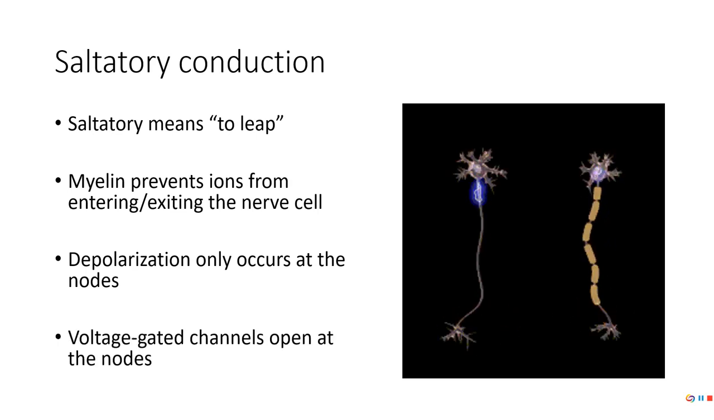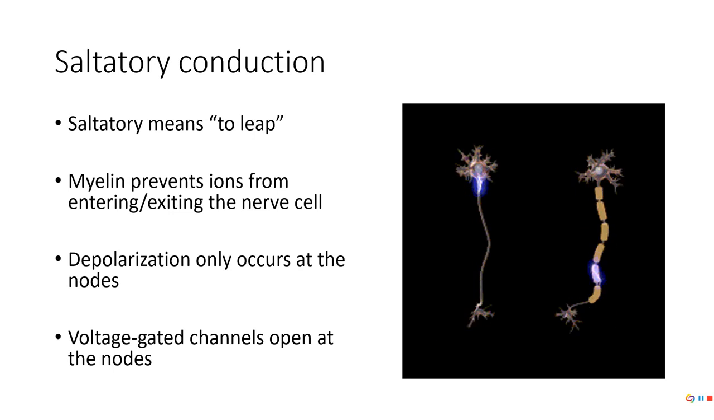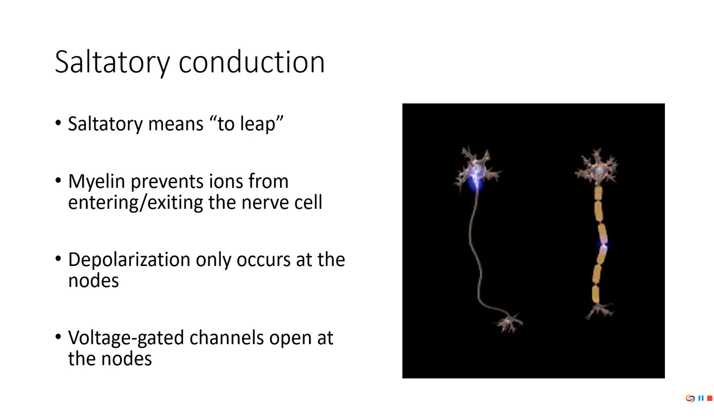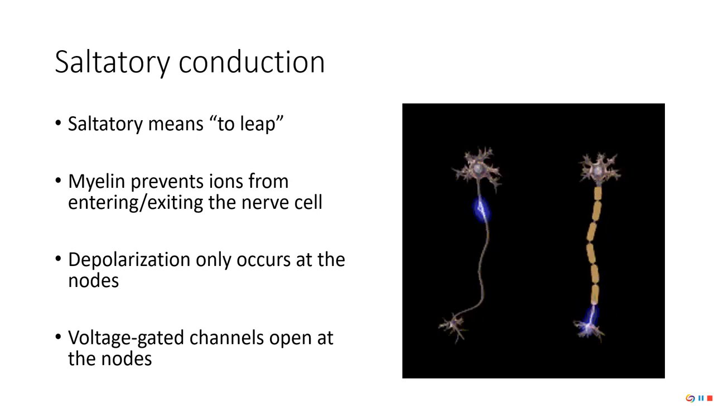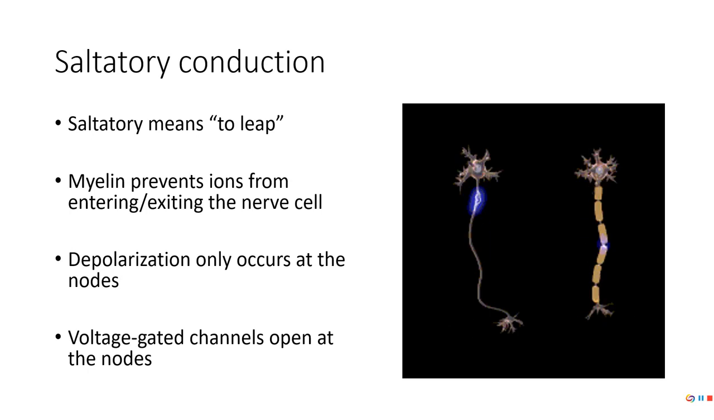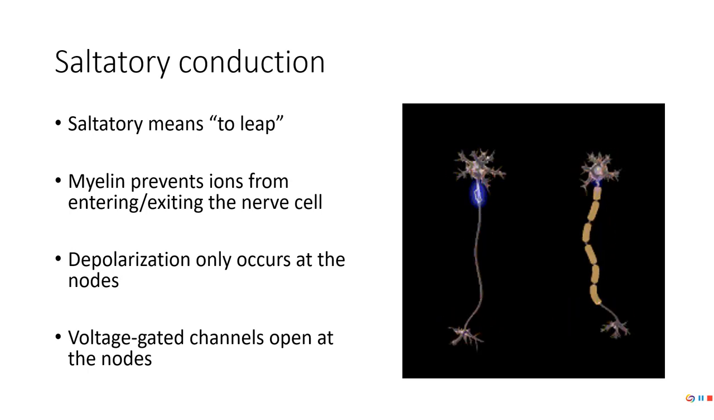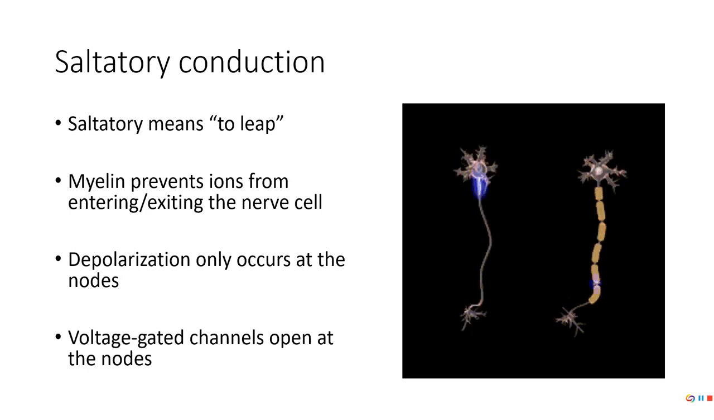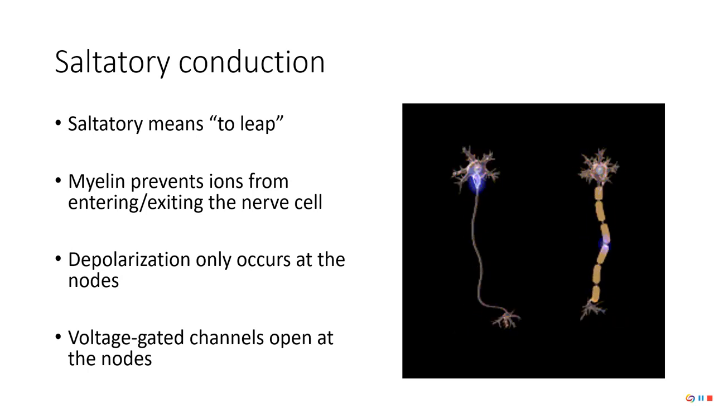So if you look at this GIF or GIF, depending on your preference, the neuron on the left shows how the signal travels in an unmyelinated neuron. Notice it goes really slowly. While on the right, it shows how a signal travels in a myelinated neuron. Notice how the action potential kind of jumps between the nodes.